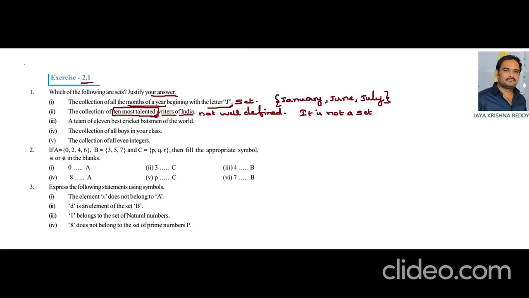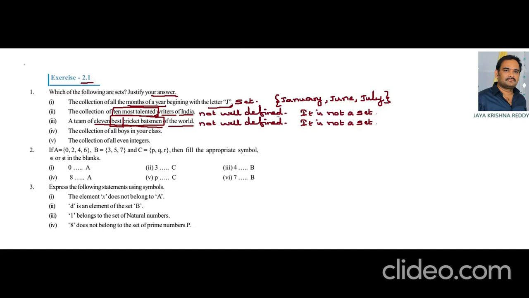And the third one, a team of 11 best cricket batsmen of the world. Here also we have to collect 11 cricket batsmen, but the 11 best cricket batsmen. Best cricket batsmen means how to decide a person as he is a best batsman, whether he should make more runs or he should win more number of matches, that is clearly not defined here. So this is also not well defined and it is not a set.